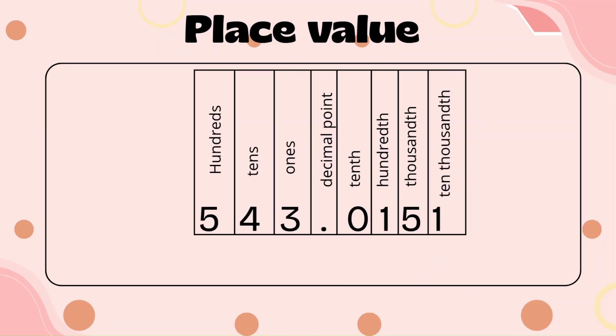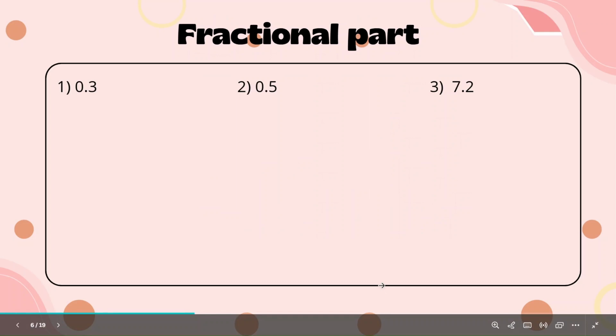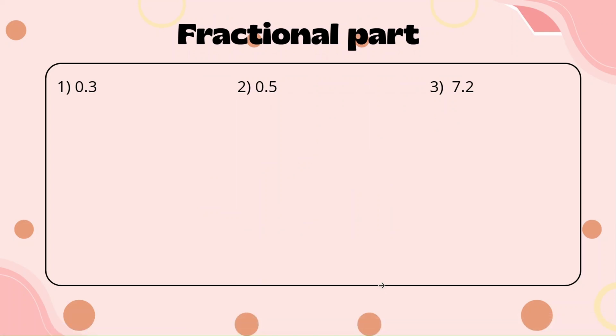The place values of decimal numbers are: the left side of the decimal point is as usual whole number places like ones, tens, hundreds, and after the decimal point, on the right side, the place values will be tenth, hundredth, thousandth, ten-thousandth. See, the fractional part 0.3 can be written as 3 by 10. That means tenth. This is in the tenth place, 3 by 10, and in the same way 0.5 can be written as 5 by 10.